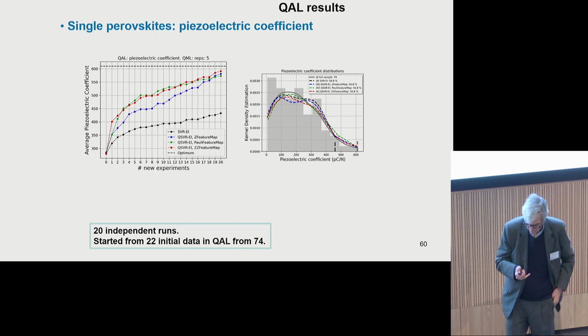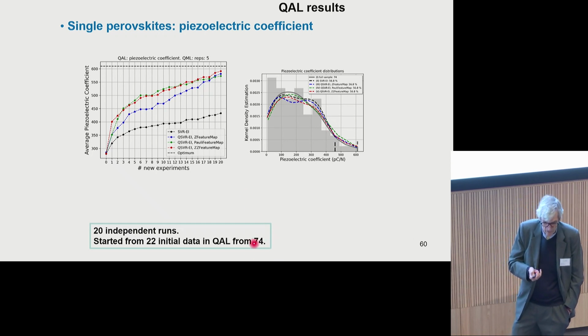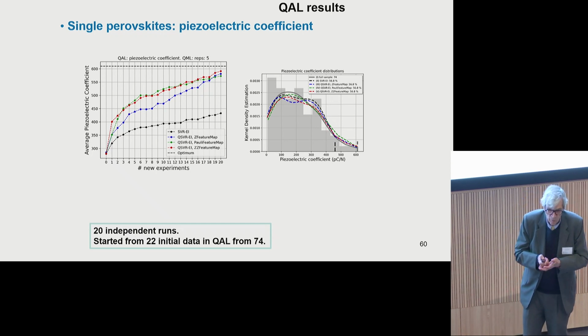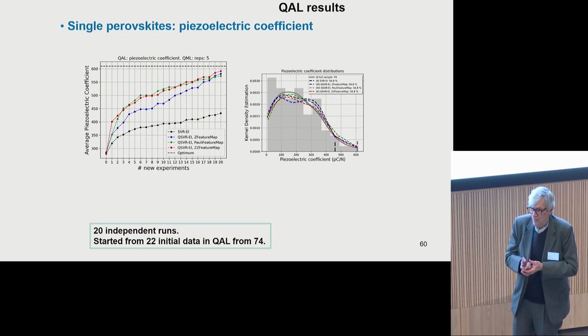This is just one example. It has to do with looking at a data set of some 74 perovskites with the piezoelectric coefficient as the target. This black line is the classical support vector regression using the expected improvement acquisition function. The colored lines are various variants of quantum versions of this same support vector regression. And you can see that there's a clear improvement in terms of the rapidity with which this system converges to the expected maximum value. Now, we've done this for various other properties, and the bottom line is sometimes there's an improvement, sometimes there isn't. We don't know in detail why that is.